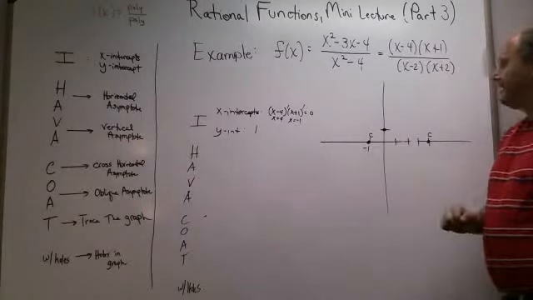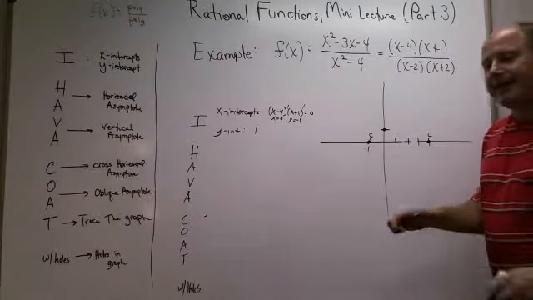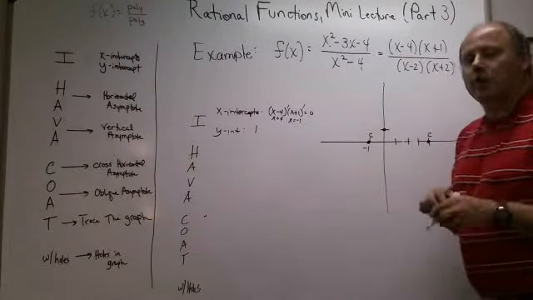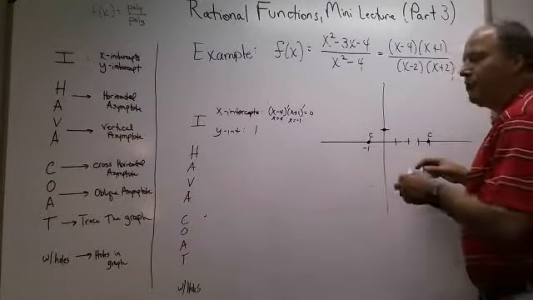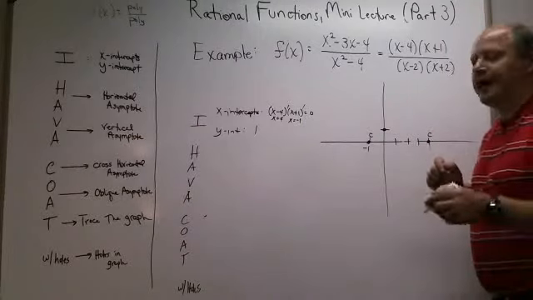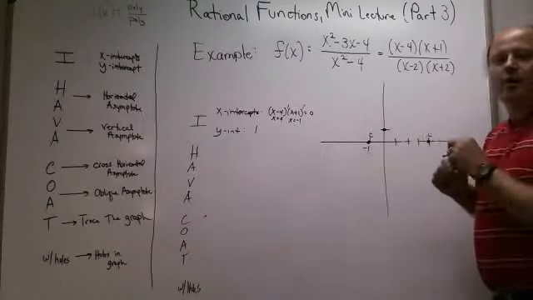All right, so that is the intercepts. And again, like I said in part 2, these are kind of like doorways. The graph goes from one doorway to the other doorway, and it's trying to get through to the next compartment.